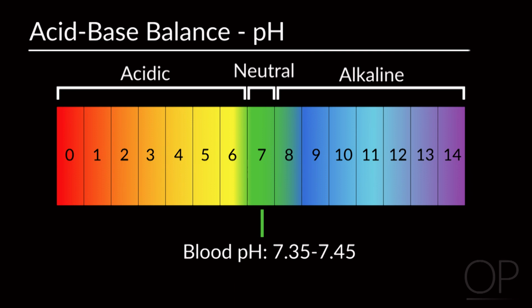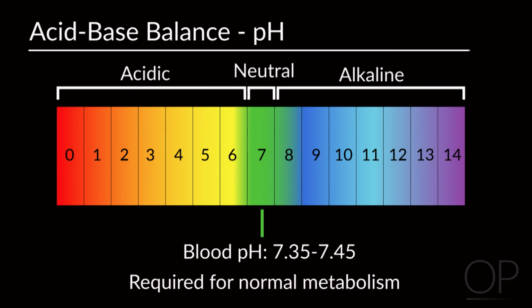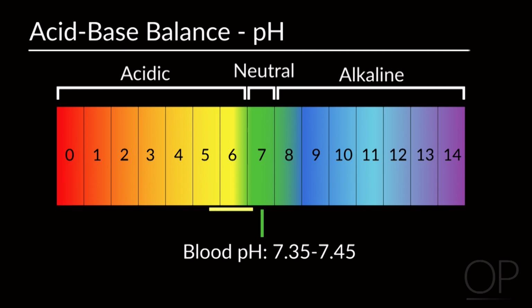The body depends on the blood pH to remain within this normal range in order for normal metabolism to occur. When the arterial blood pH falls below 7.35, the blood is said to be acidic. Conversely, when the pH in arterial blood is greater than 7.45, it is said to be alkaline.